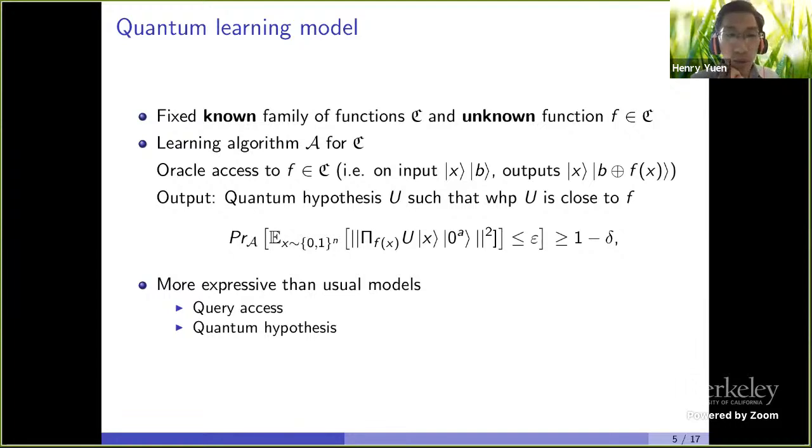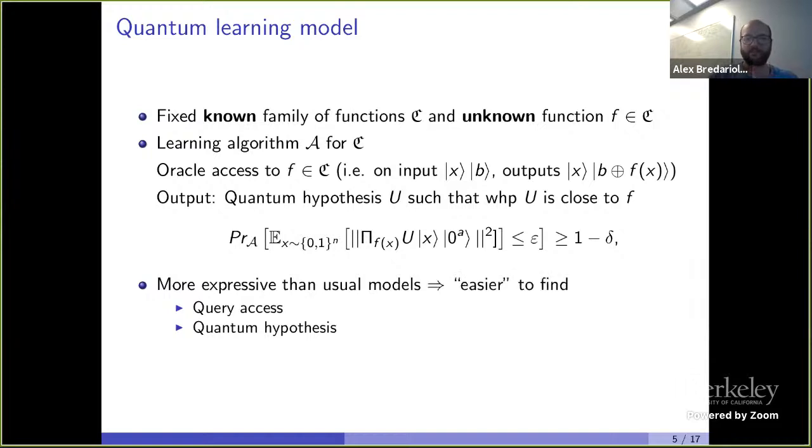Actually, can I ask one more question? Yes. When the output is this quantum hypothesis U, what form is U? Let's say I give you the description of U. As a matrix? No, as a polynomial size circuit. As a circuit, okay. Yeah, let's say it's a circuit. Any other question?